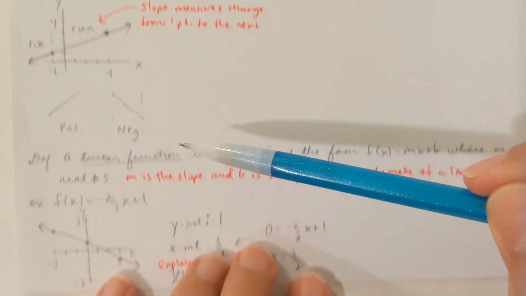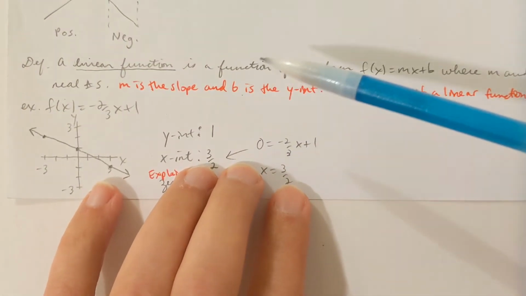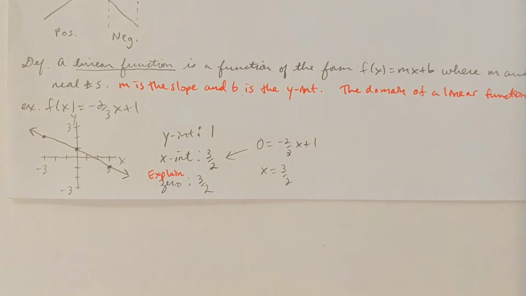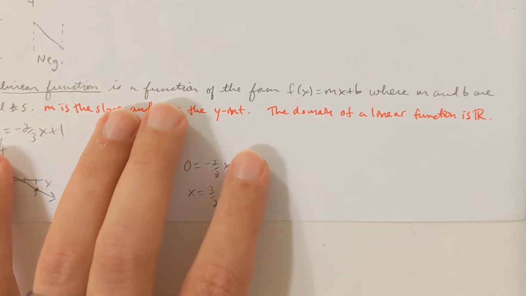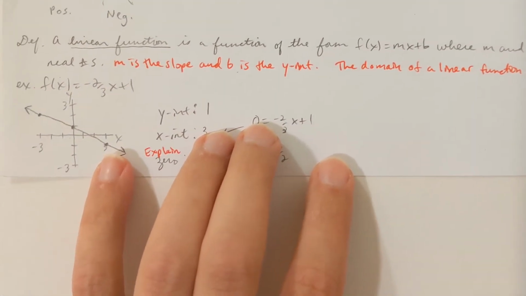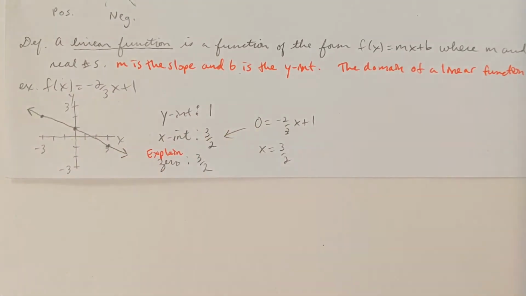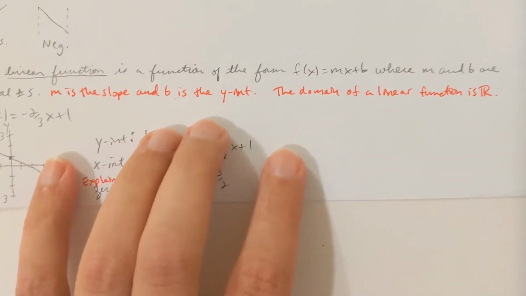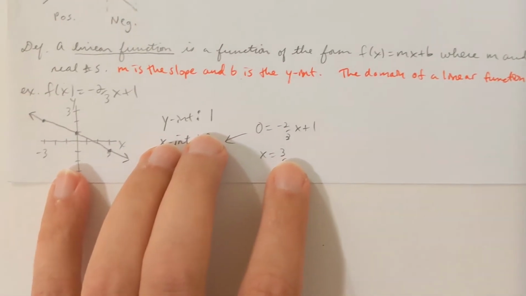So now, a linear function is a function of the form f of x equals mx plus b, where m and b are real numbers. M is the slope and b is the y-intercept. The domain of a linear function is all real numbers.